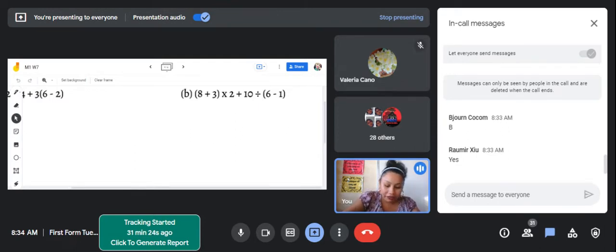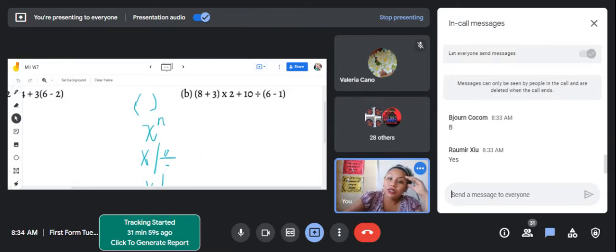So, order of operations, we always want to remember what is our order of operations, right? We do parentheses first, then we do powers, then we do multiplication or division, and then we do addition or subtraction. We always want to have that in mind. That is what we do. Brackets, powers, multiply, divide, add, and subtract. That is the order of how things are done.